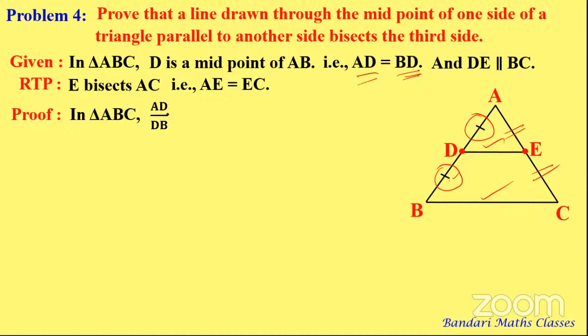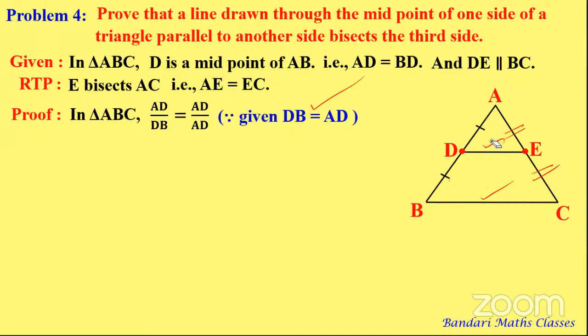In this ratio, AD by DB, we replace either DB with AD, or instead of AD with BD. Replace in only one place, not both places. What happens? It moves to AD by AD, because DB is equal to AD, as given here.